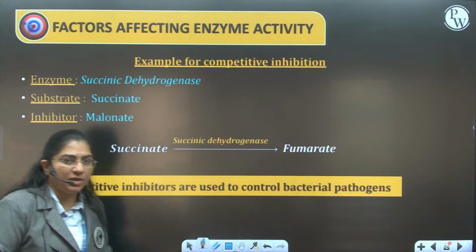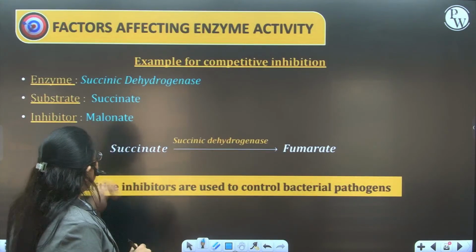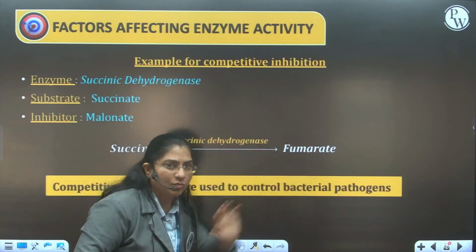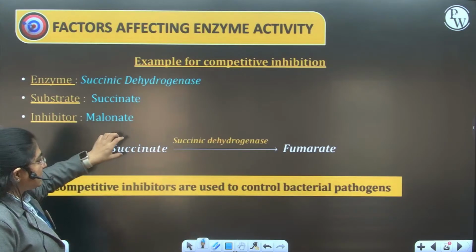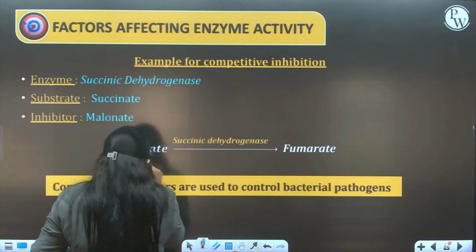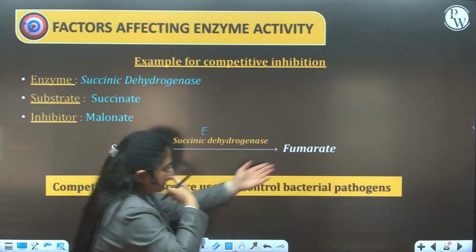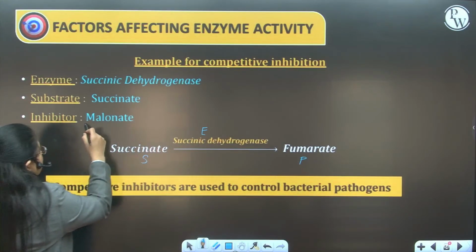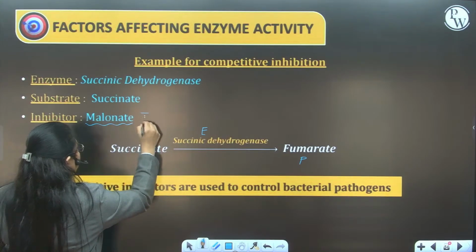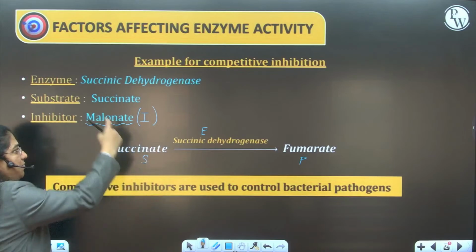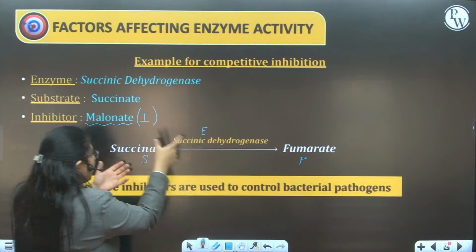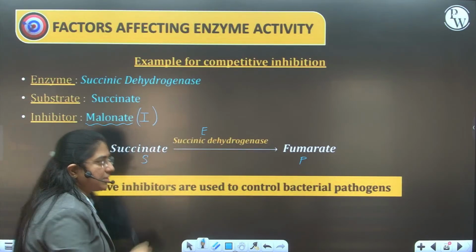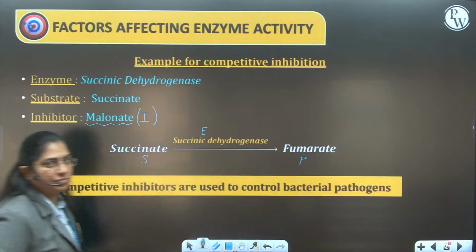Now there is an example of the competitive inhibitor given in the NCERT, where there is an enzyme called succinate dehydrogenase. This will convert succinate into fumarate. You've studied it in botany. Now succinate is the substrate, succinic dehydrogenase is the enzyme, and this is the product. However, closely resembling succinate is another molecule, malonate, which is an inhibitor. In the presence of malonate, succinic dehydrogenase will have its active site wherein malonate will come and bind and succinate cannot bind. So the amount of fumarate formed will reduce.